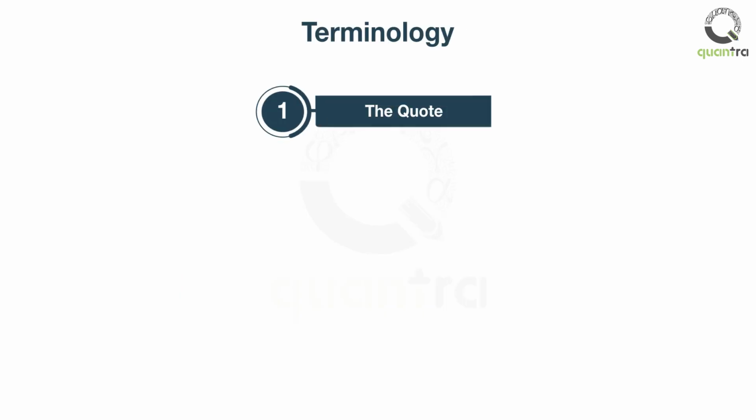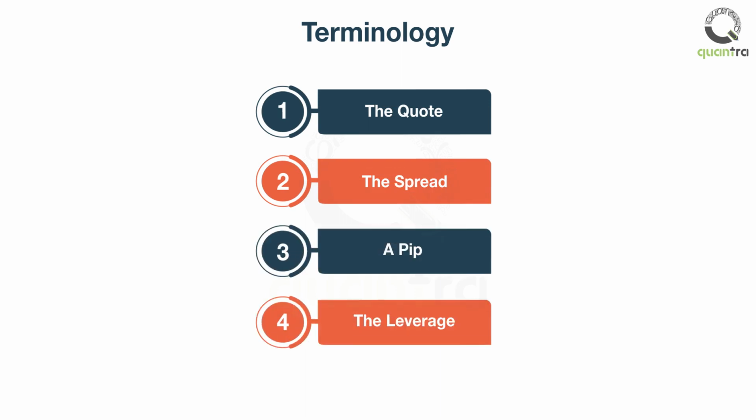There are four important terms in the Forex market. They are the quote, the spread, a pip, and the leverage. Now, we will discuss each of these in detail.